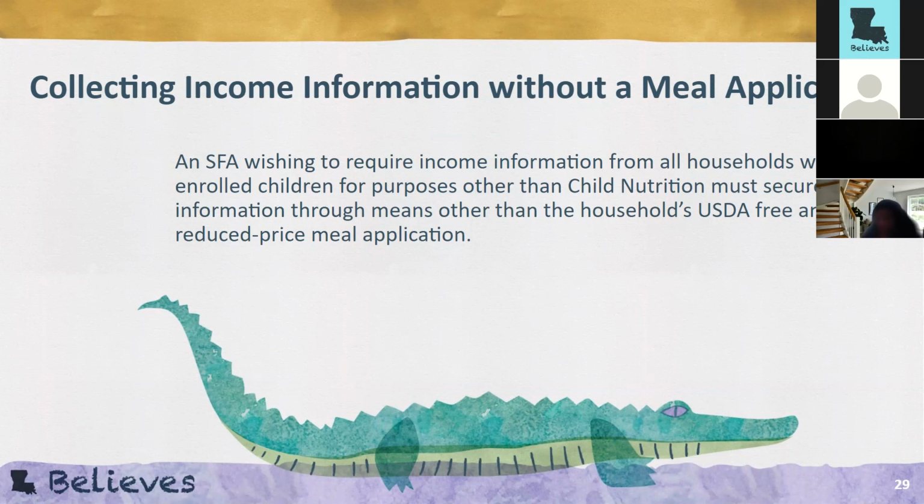It's just basically meant to be a survey to collect that same income information. So if an SFA is wanting to collect income information from households, and the purpose is not for child nutrition, then that has to be obtained from some other means other than a USDA household application. So for example, in a CEP school, if you are wanting to gather that income information for funding purposes, it's not at all necessary for child nutrition programs. All the children are receiving free meals. Therefore, you can't process a meal application. But the income survey could be used for other purposes. So that's where these came about, and that's when they started being used within our school systems.